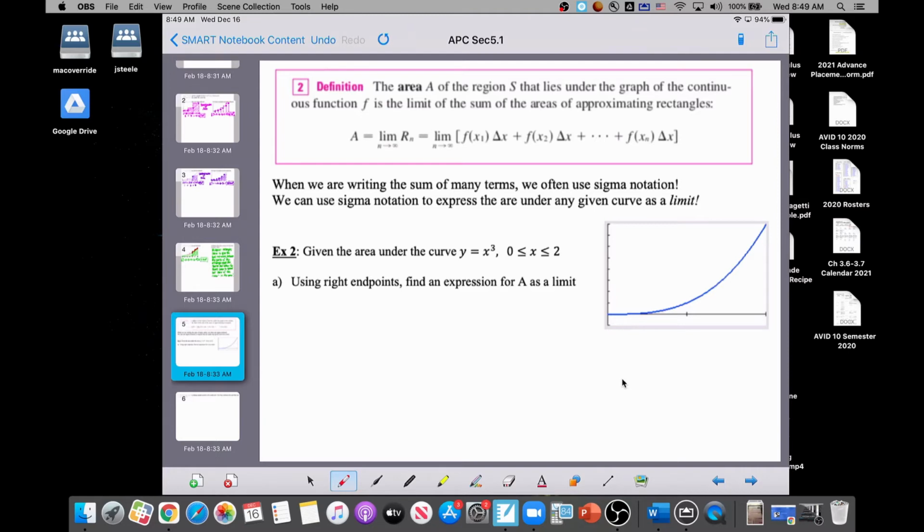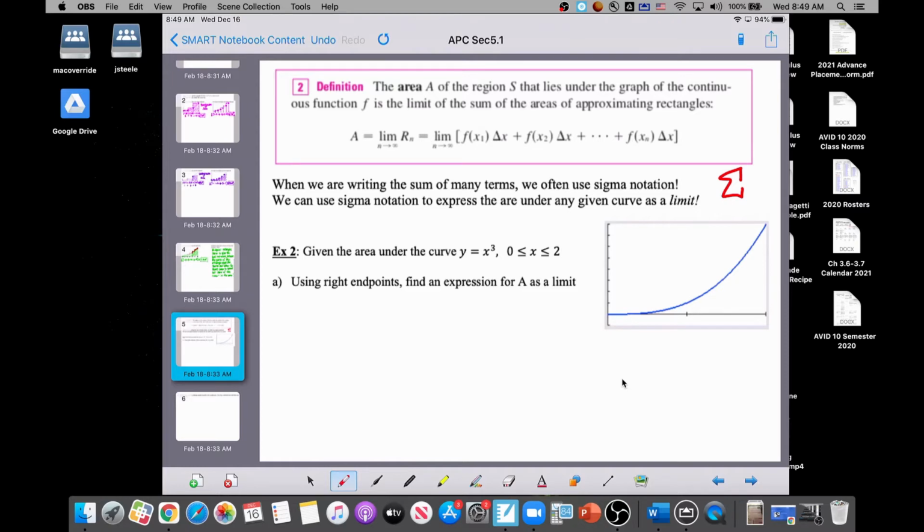And so when we talk about adding up a bunch of things or finding a sum of a huge number of numbers, we often use sigma notation in mathematics. Sigma notation is that symbol right there, which just means that we are finding a sum. So we can use sigma notation to express the area under any curve as a limit.